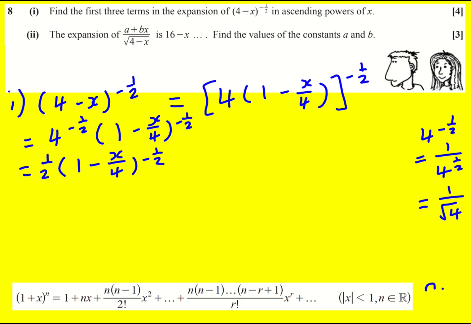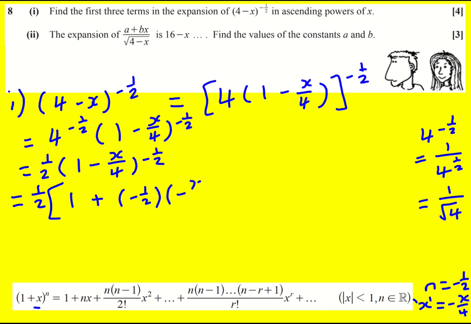So in our case, we've got n is minus a half, and our x as such is actually minus x over 4. That's the x that I'm actually putting in here. You could ignore the half and just multiply it through by n, but I always worry I might forget about it, so I'm going to put a big bracket with a half on the outside. Then it's going to be 1 plus n, which is minus a half, times x, which for us is minus x over 4. That's these two terms, and now I've got this one.